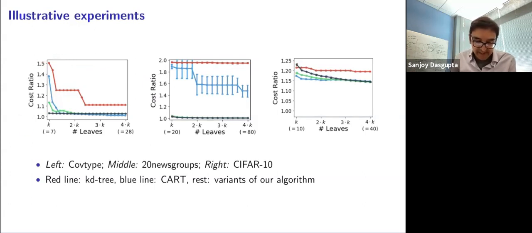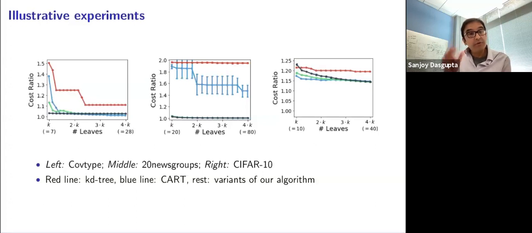Over here on the left, this is the covertype data set where we ask for 7 clusters. And you can see the interpretability ratio, the cost of the decision tree, is very close to that of the reference clustering. This next one is the 20 newsgroups data set, and again, it's the same thing. This last one is CIFAR-10, which is images. This one's harder because the clustering is being done in pixel space, which is a little strange. And here, the ratio is something like 1.25.